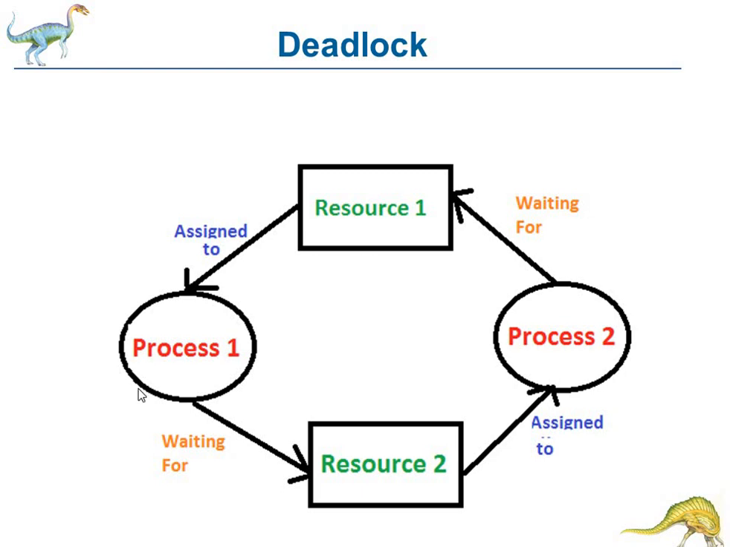See, in this example, process 1 is holding resource 1 and waiting for resource 2. In the same system, process 2 is assigned resource 2, holding resource 2 but waiting for resource 1. See, a cycle is formed. This situation is called a deadlock. So deadlock is a situation where a set of processes are blocked because one process is waiting for another process. That is the problem.